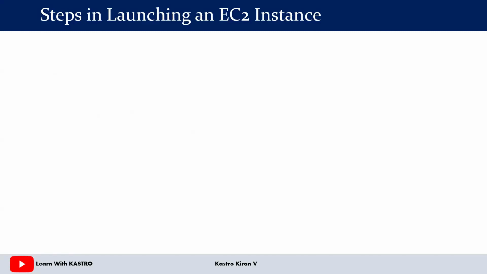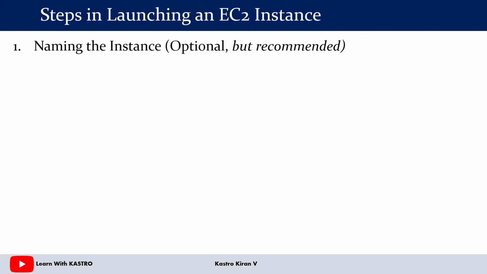Firstly, let us understand the different steps involved in creating an EC2 instance. The very first step is navigating to the EC2 service. So first we will go to the EC2 service, and then we are going to select an option called launch instance. Once after clicking on launch instance, we will be asked to give a name to the instance. Giving a name to the instance is purely optional, but it is recommended in real-time scenarios to maintain names for the EC2 instances.